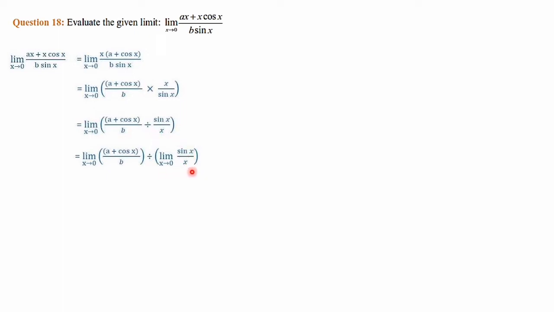Now this is in the standard form, and if you substitute directly the value of x, that means 0, here we will get an answer, not in the 0 by 0 format. So let's apply the rule, that is limit x tends to 0 of (a + cos x) by b divided by, this will come as 1 because this is a formula: limit x tends to 0 of sin x by x is equal to 1. Now limit x tends to 0 of (a + cos x) by b, division by 1 is the same quantity itself, so (a + cos x) by b.